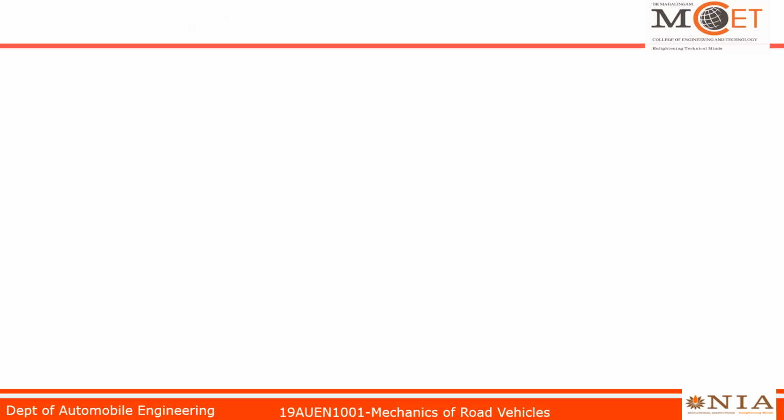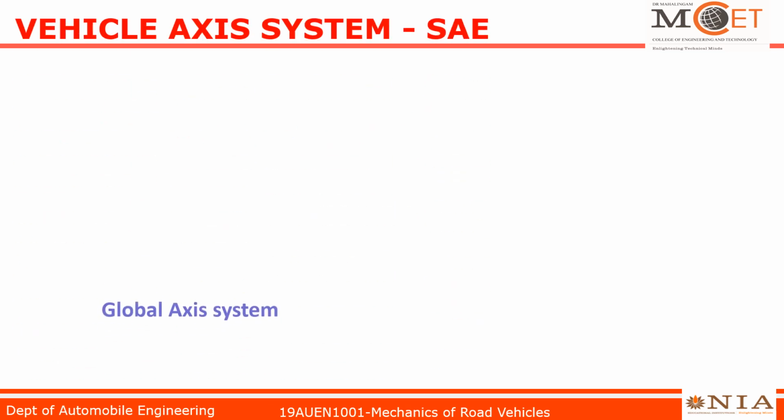To know the performance of a vehicle, it is very important to know the forces and moments that actually act on the vehicle. These forces may act in different directions, so we have to fix the axis system that we are going to follow. Globally, we are following the global coordinate system or global axis system. At the origin, we make it as point O.